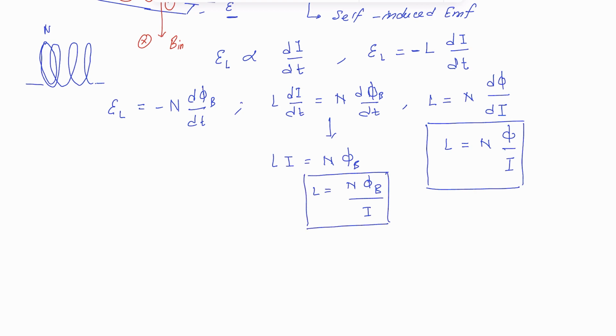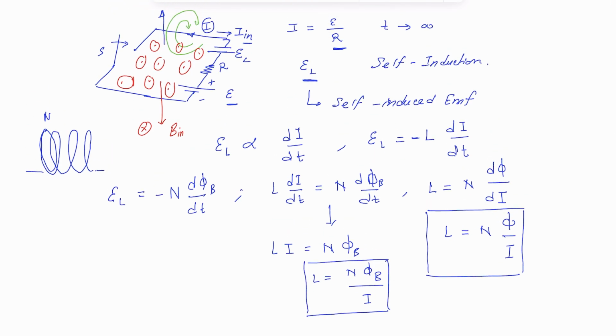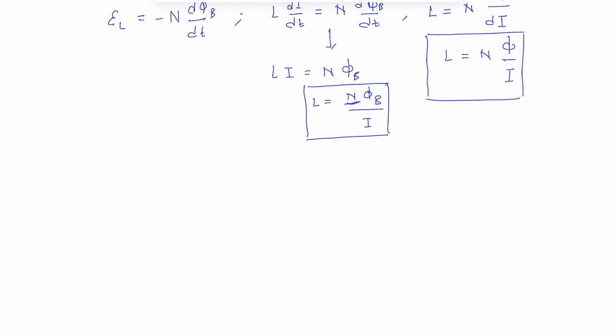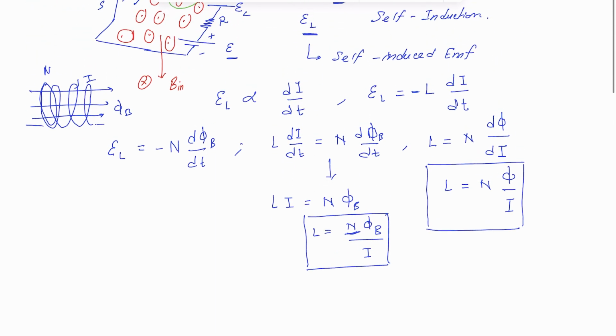So in a loop like this, or in a loop with capital N turns, if you can figure out what the flux is and what the current, capital I, is, you just divide flux by current and multiply the whole thing by the number of turns, and that gives you the inductance of the circuit. Now, from this equation, inductance is also equal to minus epsilon L over di over dt.